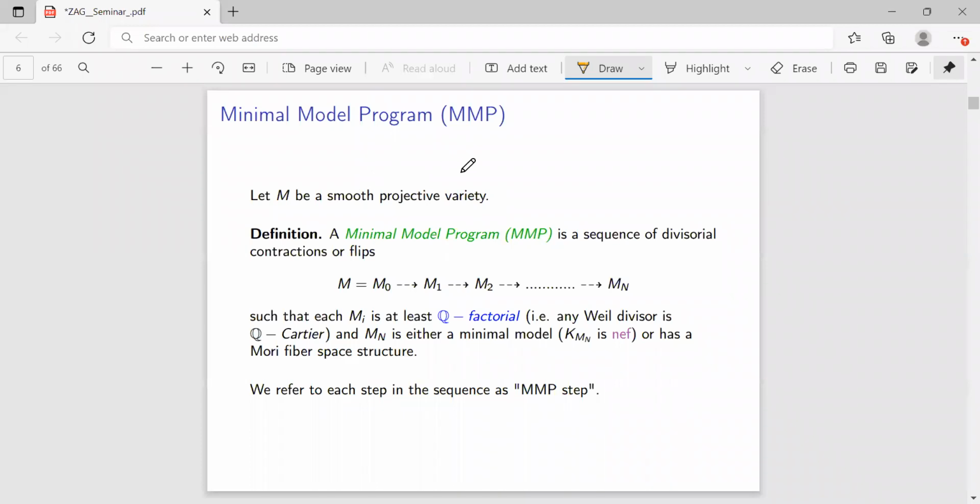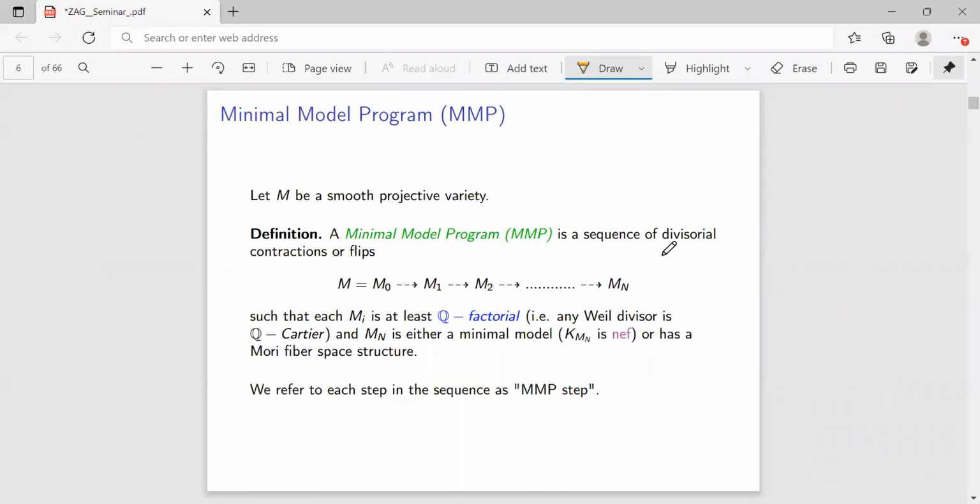Let M be a smooth projective variety. A minimal model program is a sequence of either divisorial contractions or flipping contractions, such that we have M equal to M0, M1, up to Mn, where each Mi is at worst Q-factorial, given that the worst singularity that we can have is Q-factorial. And Q-factorial means that any Weil divisor is Q-Cartier.